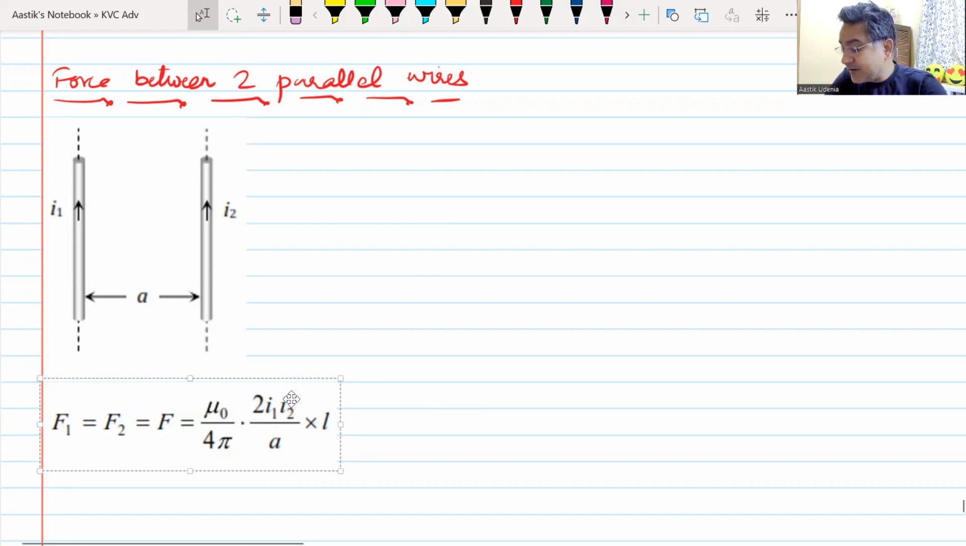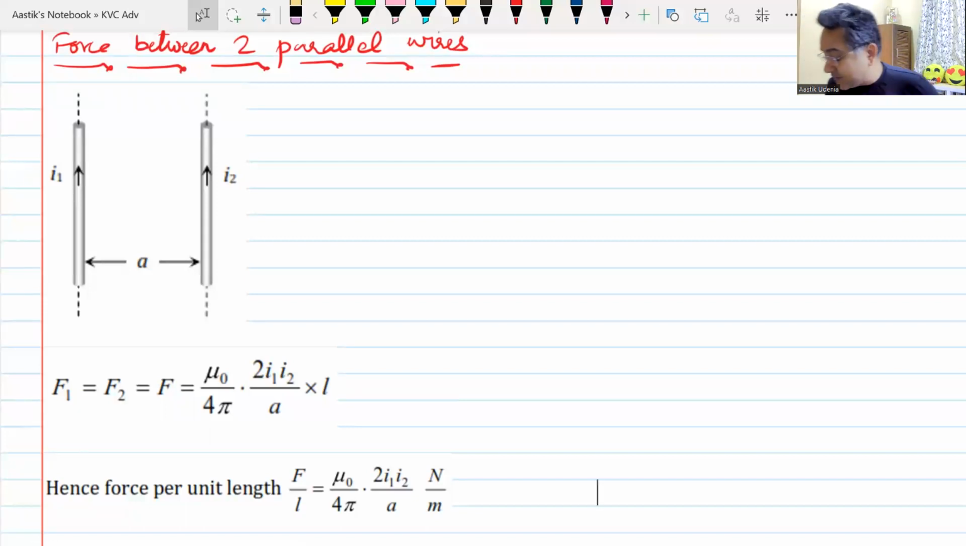We will find the magnetic field due to the first wire, and we multiply it by the current and the length of the second wire. That means if I calculate the force per unit length, the force per unit length will be given by mu naught by 2 pi into I1 I2 by A. Newton per meter. Yes, sir. Do we understand this?